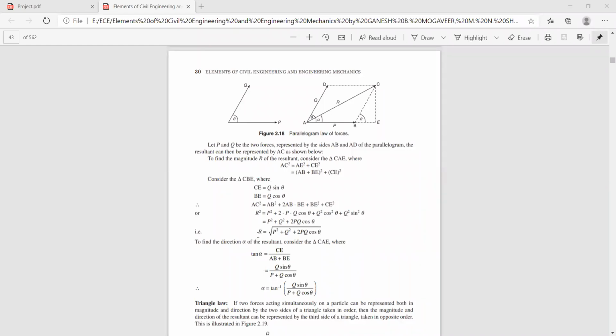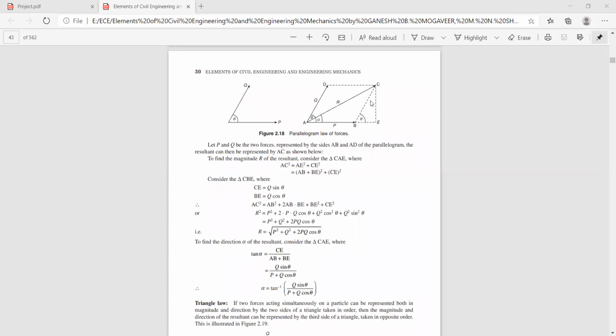So the equation for the magnitude of the resultant by using the law of parallelogram of forces is R is equal to square root of P square plus Q square plus 2PQ cos theta. And you need to find the direction of the resultant also.